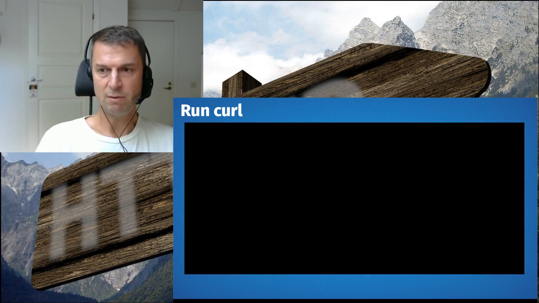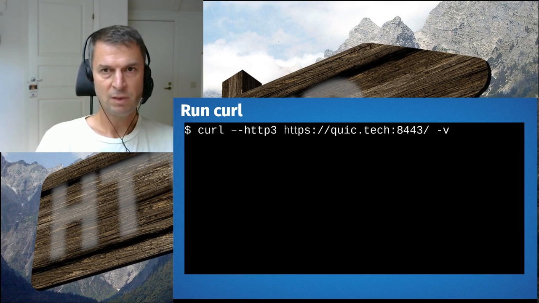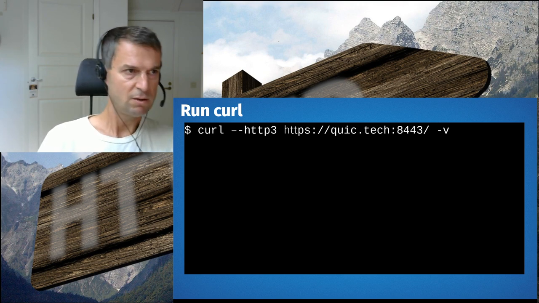So when you run curl then with HTTP3 support, it looks like this. Pretty much as I mentioned, here's the Cloudflare test server called quic.tech, 8443 is the port number. Do that, run curl --http3, it'll use QUIC and HTTP3 directly to that host and port number.